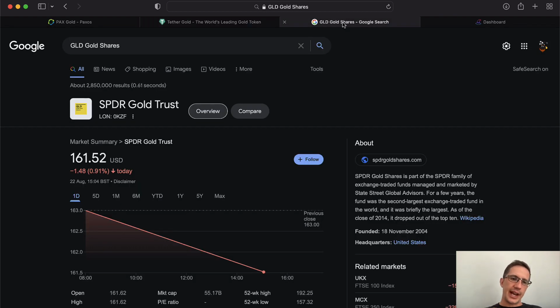But before I do that, there's also this SPDR Gold Trust. So if you put in GLD, this is not in crypto now. This is in your standard markets, your ETFs, etc. This is SPDR Gold Trust, and this also tracks gold.